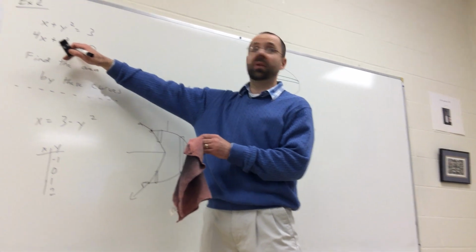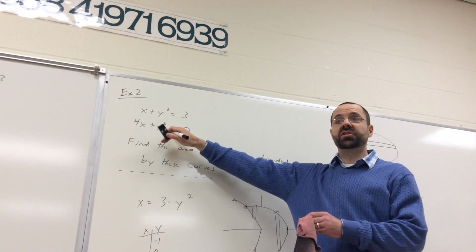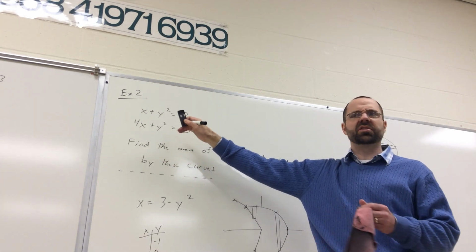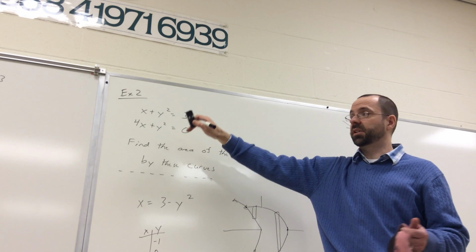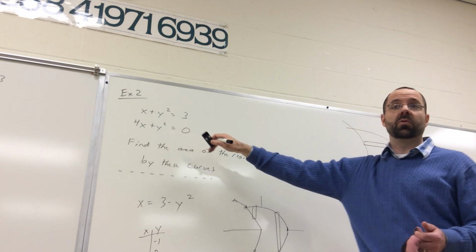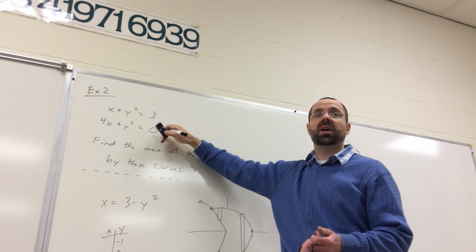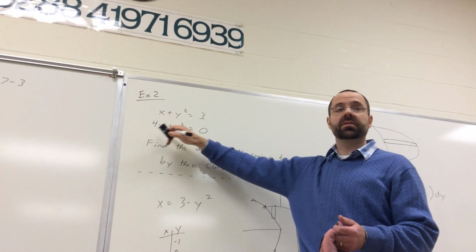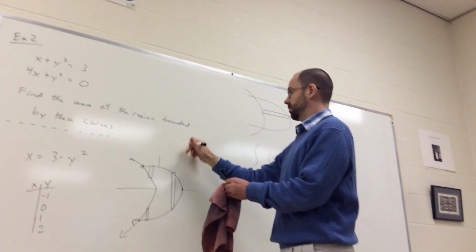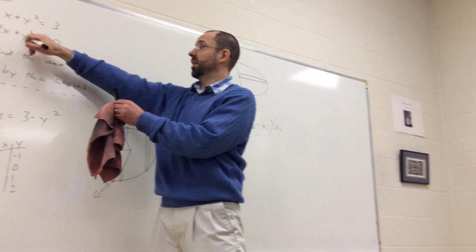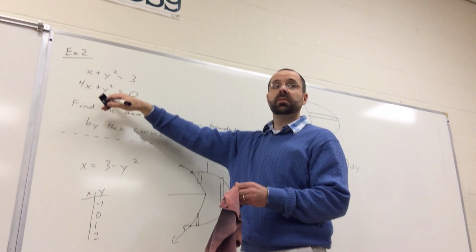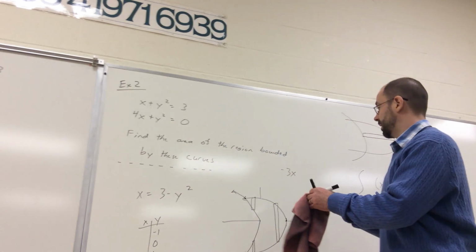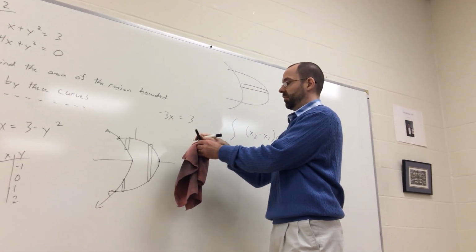I'm going to go back to the original here. This is set up for elimination because everything kind of lines up. There's two ways to solve for intersections. There's substitution, which I did on the last problem. Then there's elimination. So what you do is you take the top equation minus the bottom equation. So 1x minus 4x is negative 3x. Y squared minus y squared is 0. And then 3 minus 0 is 3. So if I take the top equation minus the bottom equation, that's what I get.